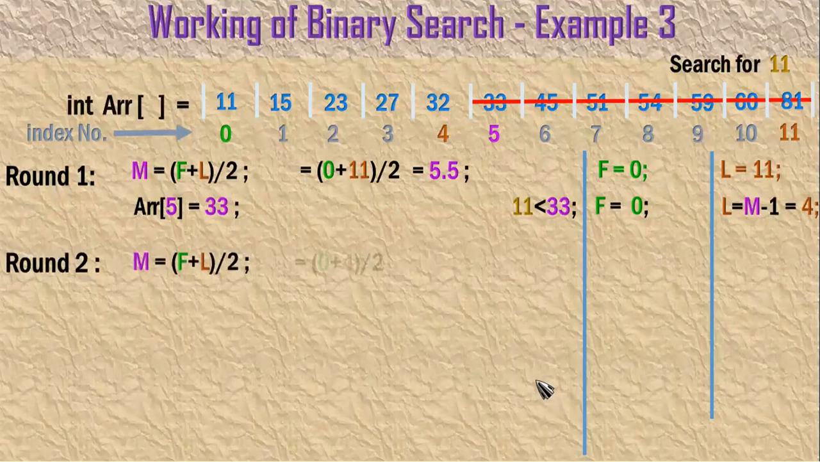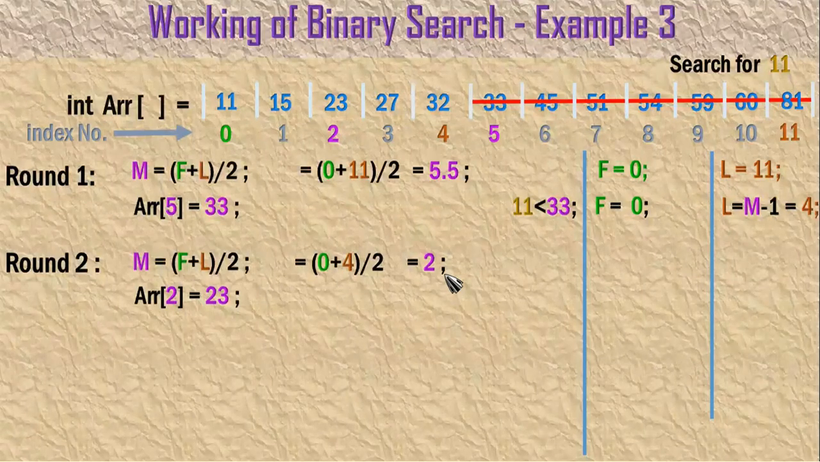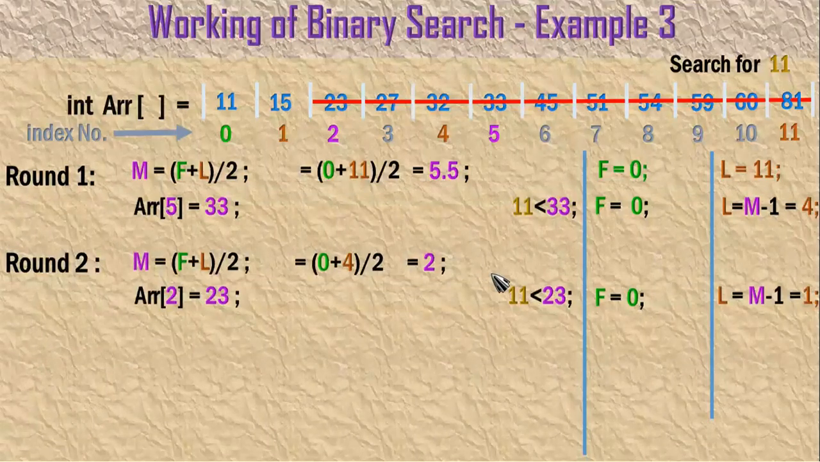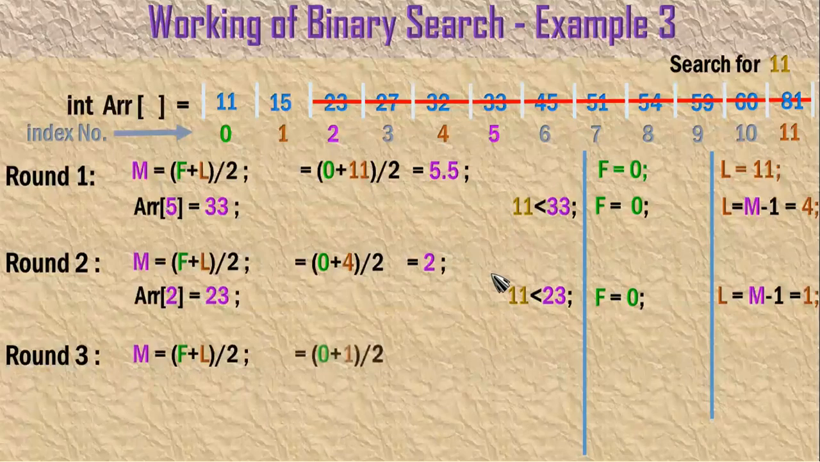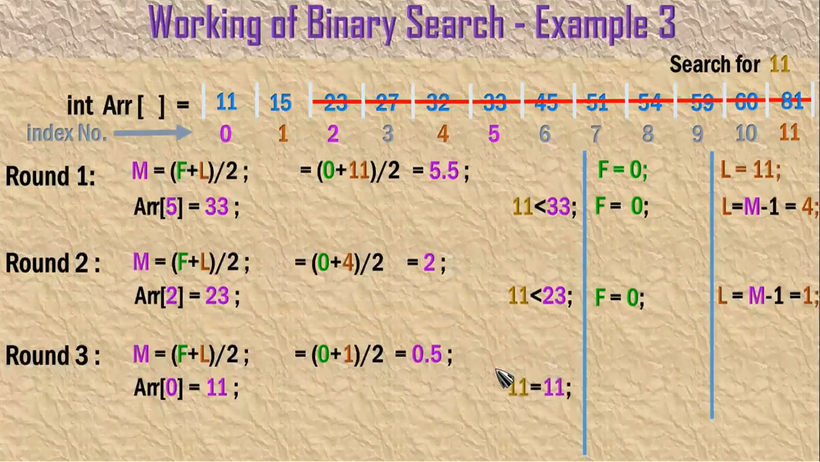So at round 2, 0 plus 4 divided by 2 is equal to 2. The element at index number 2 is 23, which is again greater than 11. So the first half will be searched, the second half we don't need to search. First index remains the same, last index is middle index minus 1. So that becomes 1. So at round 3, 0 plus 1 divided by 2 will be 0.5. So we take only 0. At 0, 11 is available, which is equal to the element we are searching for. So the search becomes successful.